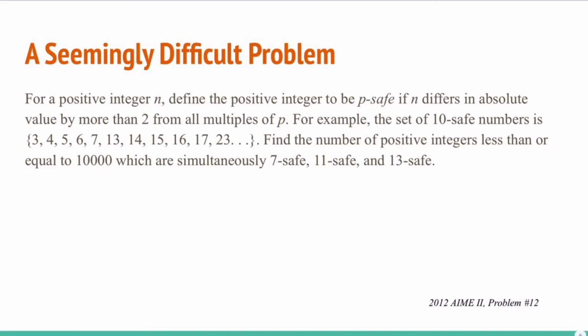Now let's do a problem that seems difficult but can be solved pretty easily. For a positive integer n, define the positive integer to be p-safe if n differs in absolute value by more than 2 from all multiples of p. For example, the set of 10-safe numbers is 3, 4, 5, 6, 7, 13, 14, 15, 16, 17, 23, and continued. Find the number of positive integers less than or equal to 10,000 which are simultaneously 7-safe, 11-safe, and 13-safe. Now, how can we represent this restriction on the numbers?